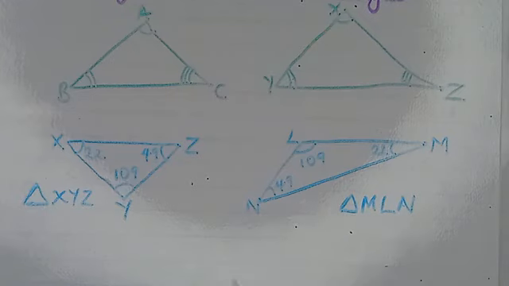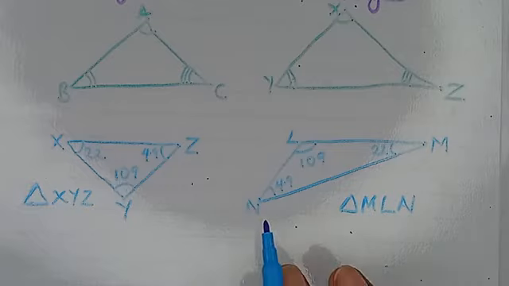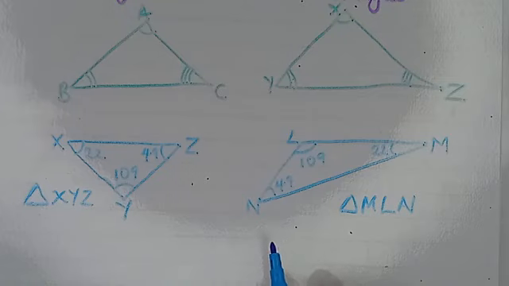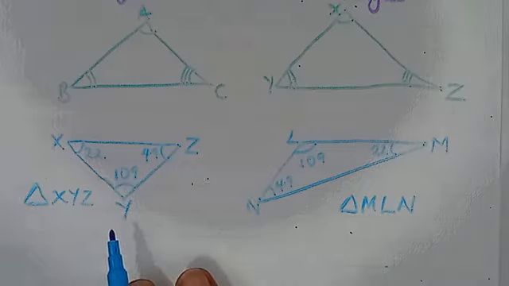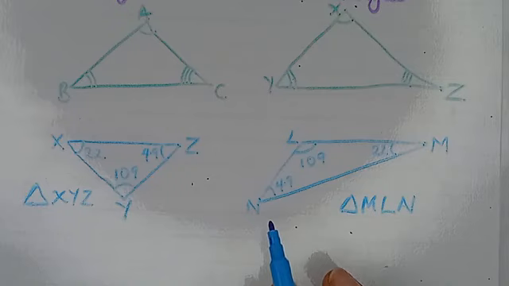It is very important that we name them correspondingly, because it is going to help us to solve. Since similar triangles are like an enlargement or a reduction of the previous shape, it is going to help us to actually solve for the unknown sides.